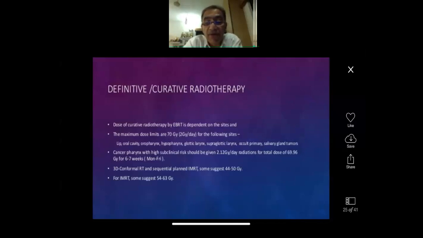Now, the only way we could have achieved all this in delivering such a high dose of 70 gray is if we have high precision radiotherapy equipment with us. You cannot deliver 70 gray with the olden day technology.